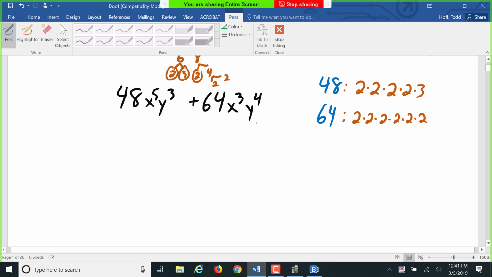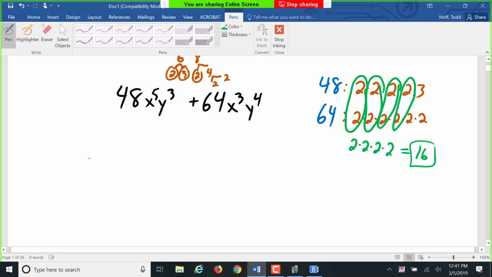Our greatest common factor is a combination of all common factors. So what do these have in common? They have a 2. They have another 2. They have a third 2. And they have a fourth 2 in common. Now the rest of them are all different. So our GCF, our greatest common factor for 48 and 64, is found by multiplying 2 times 2 times 2 times 2, which is 16. So 16 is the number that divides into both 48 and 64, the largest number that divides into both of them.